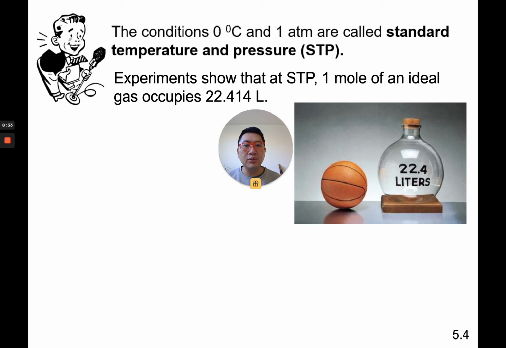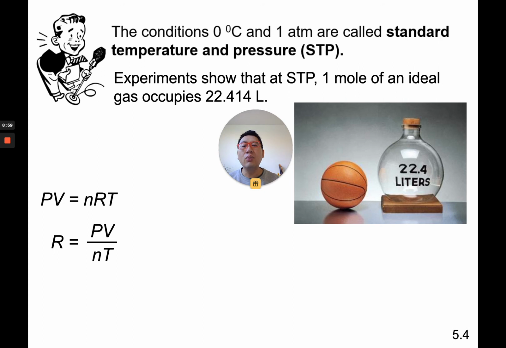Okay, so what? If we know that, and I know the equation PV equals nRT, that's the ideal gas law. If I solve for R algebraically, dividing both sides by nT, R is equal to PV over nT. So why do we care if R is equal to PV over nT?